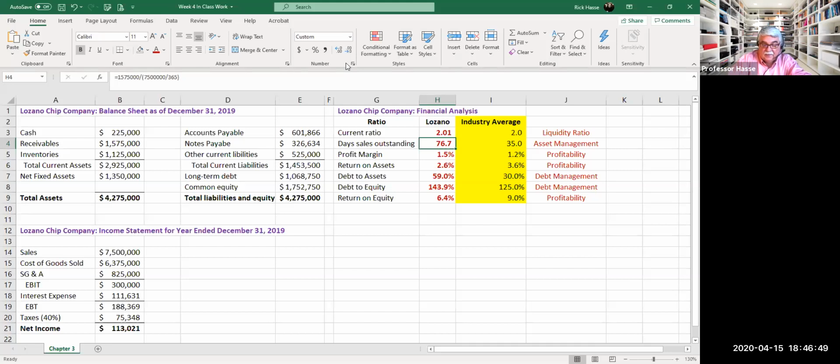So this company has a problem. And that is a major issue with their strategies. They have to take a look at what's causing the problem of why they take so long to collect their receivables.